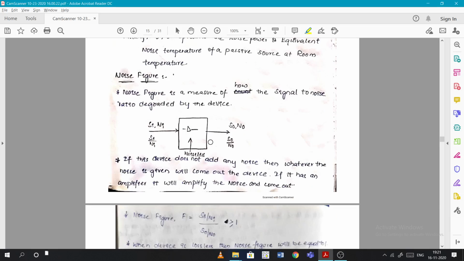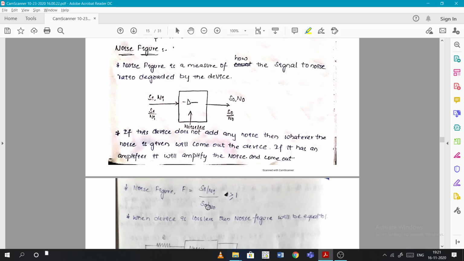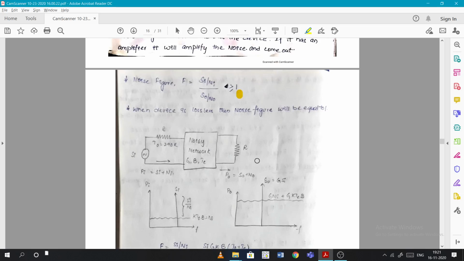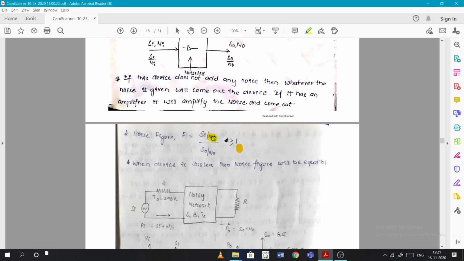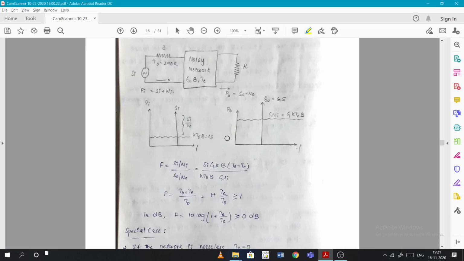So now coming to the noise figure. What is the noise figure? The noise figure is the ratio of input SNR by output SNR. It will always be greater than or equal to 1. From this we already know what Ni and N0 are. Ni is the input noise, that is KTB. If it is at room temperature, it is KT0B. And N0 will be KT0B plus KTeB, and if it has some gain, the entire thing will be multiplied with the gain.